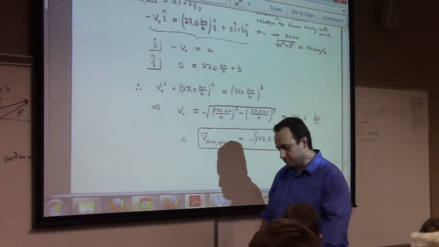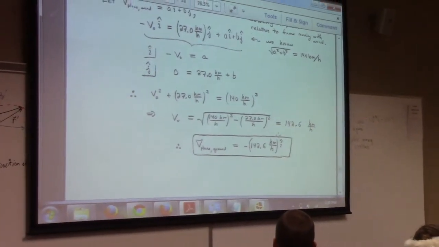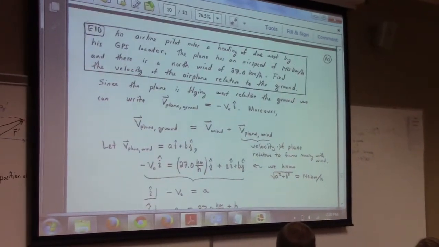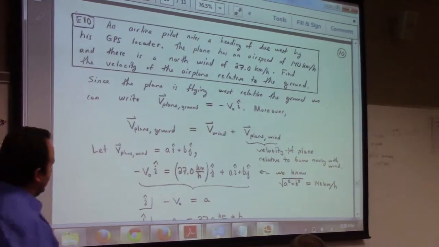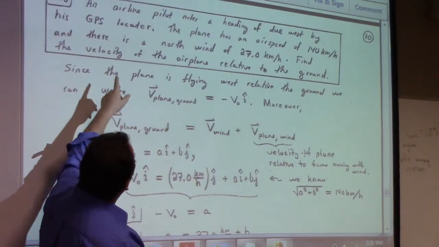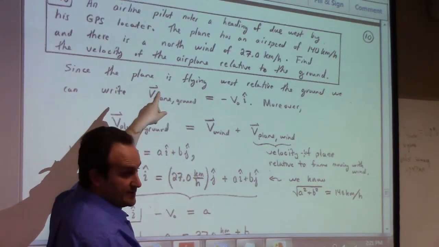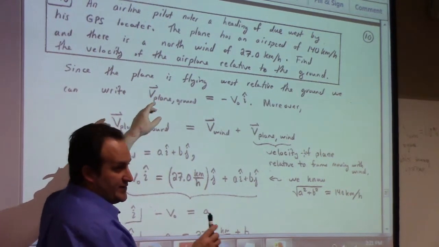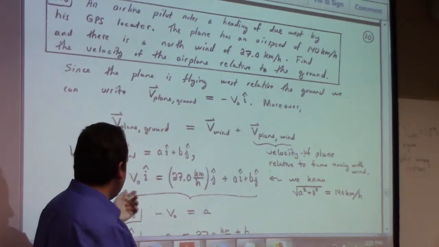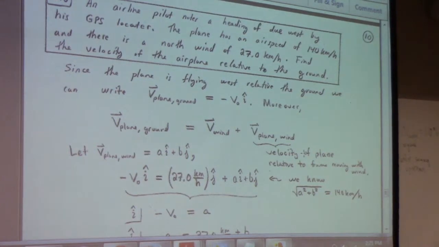Yep. So negative v naught I have above that curly brace. Where'd that come from? What is that? So the reason that we have this, that's the velocity of the plane relative to the ground. I was given this problem that the GPS locator said that the heading was due west. So west is the minus x direction in our standard setup, so that's why I'm doing the minus. And the v naught is the speed, the positive magnitude of the velocity.